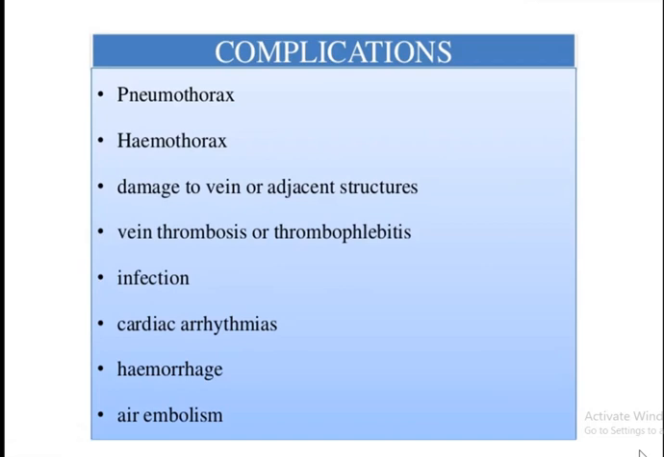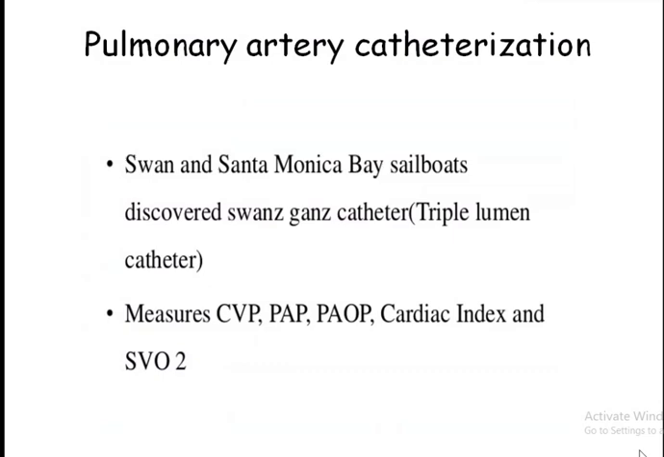Then there can be hemorrhage and air embolism. This is an important complication, air embolism. Whenever you suspect a sudden air embolism in the patient, in what position should you place the patient? You should place the patient in the Trendelenburg position, because you have to avoid the air embolus going into the brain. So you should know all this.